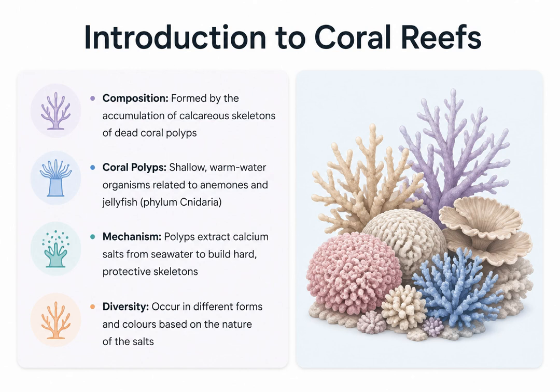These vibrant underwater ecosystems are actually massive structures formed by the accumulation of calcareous skeletons left behind by dead coral polyps. Coral polyps are tiny, soft-bodied organisms related to jellyfish and sea anemones. They thrive in shallow, warm waters. To protect themselves, these polyps extract calcium salts from the seawater and secrete hard limestone skeletons. The diverse forms and brilliant colors of corals depend heavily on the specific salts they utilize.